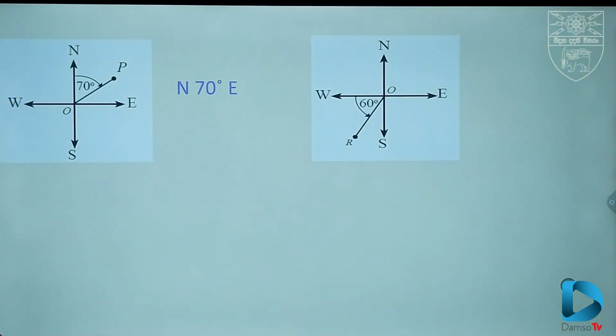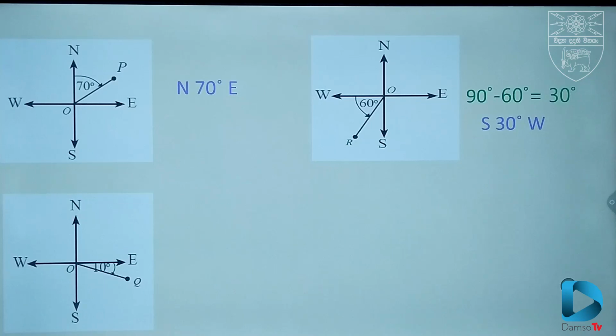This one, 60 is not the relevant angle. First you have to find the relevant angle with the direction of south. How to find that? You have to subtract 60 degrees from 90 degrees. The answer is 30 degrees. Now you can write the direction of R as S 30 degrees W. S means south, W means west. 30 degrees west of south.